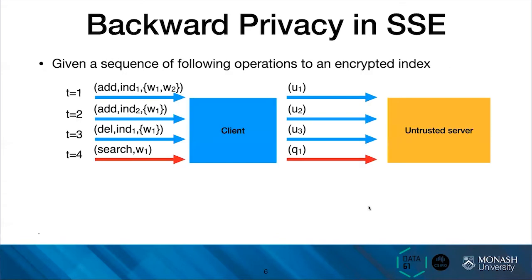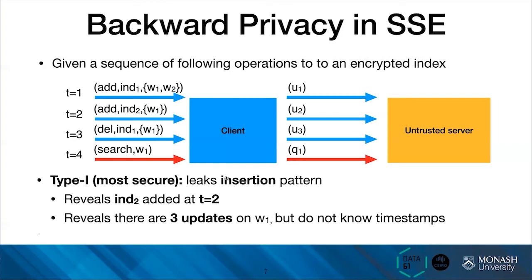So here we'll give an example of what Type 1 and Type 2 are. Given the following sequence of operations from the client to the server on the encrypted index: at time T1, the user wants to add a new document ID1 that contains the keywords W1 and W2. At time T2, the user wants to add another document ID2 that only contains the keyword W1. At time T3, the user wants to delete the keyword W1 inside the document ID1. At time T4, the user wants to search the keyword W1.